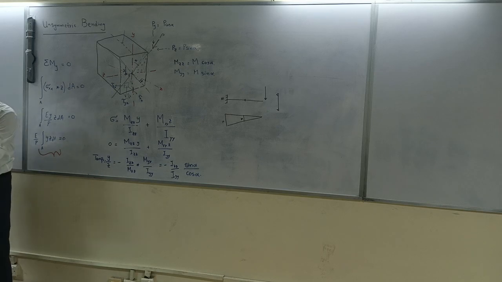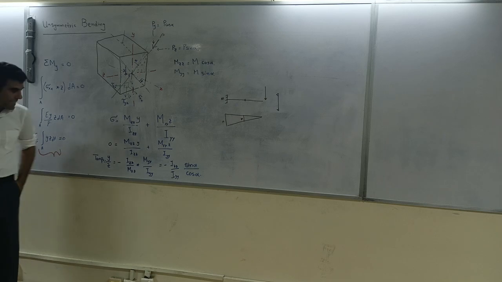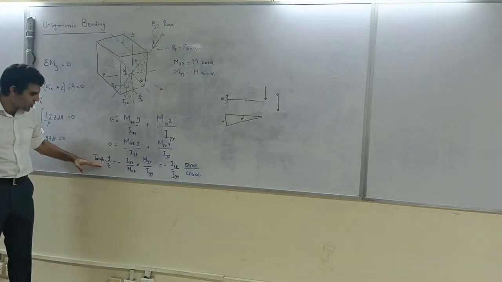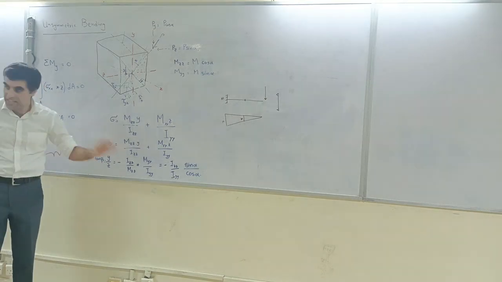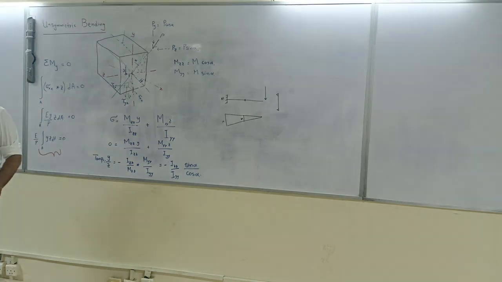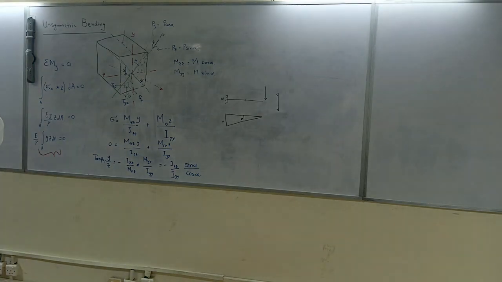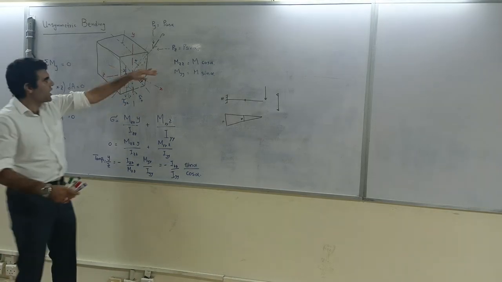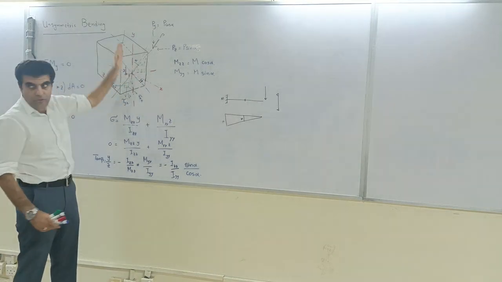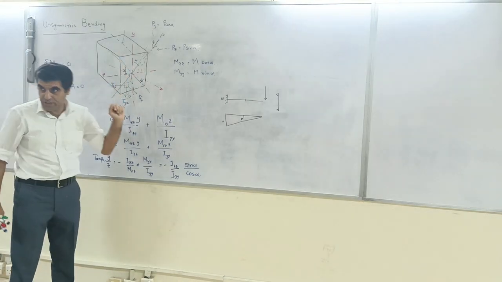Okay, so this is an important thing to appreciate: beta and alpha are different. Alpha is the inclination of your applied load. Beta is actually the inclination of your principal axis, the neutral axis, with respect to the centroidal axis. When I say centroidal axis, this is actually the actual centroid of this cross section.